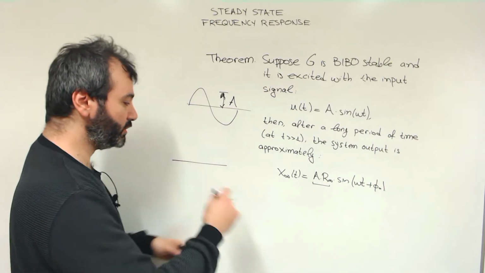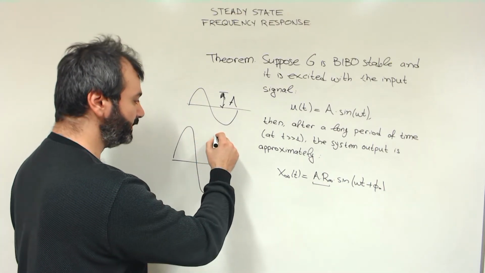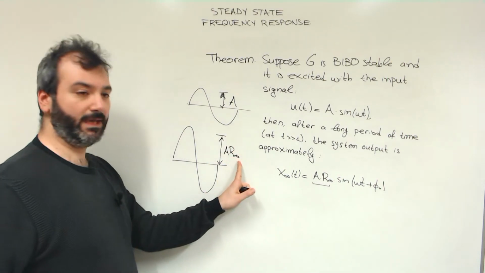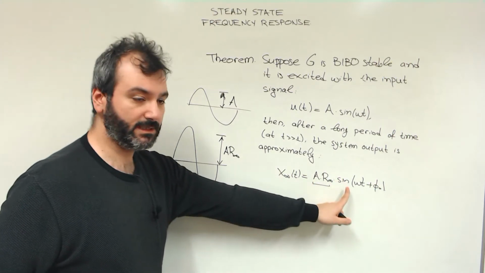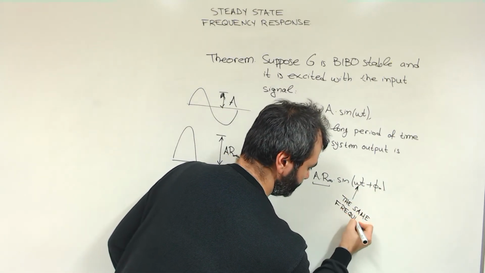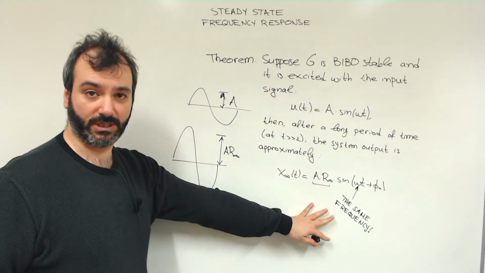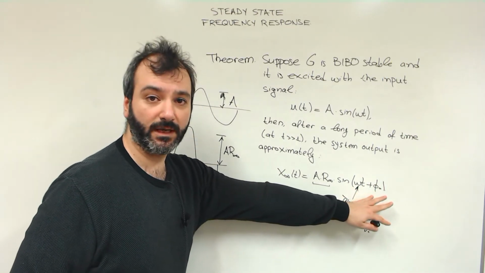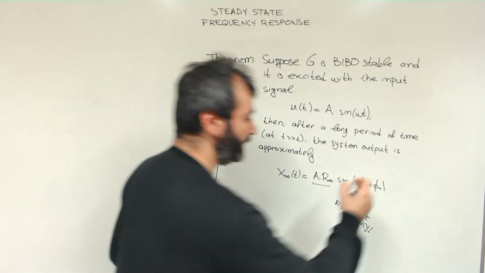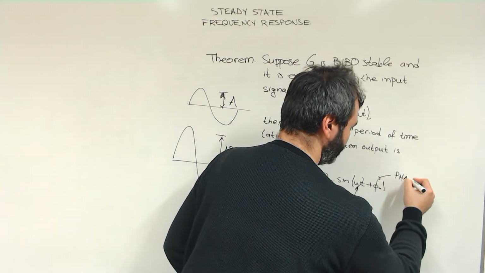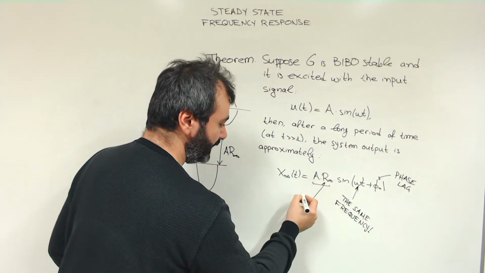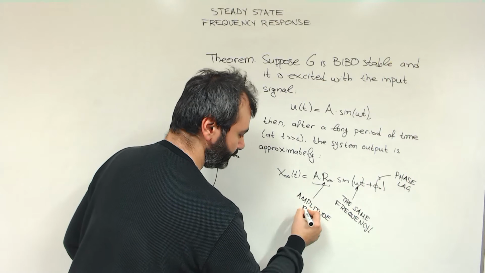So here we have a sinusoidal response of a different amplitude, which is a times r infinity. It is sinusoidal, it has the same frequency, the frequency doesn't change, and the system response can be shifted in the time domain by an angle phi 0. This is called the phase lag. Phi 0 is called the phase lag, and r infinity is called the amplitude ratio.